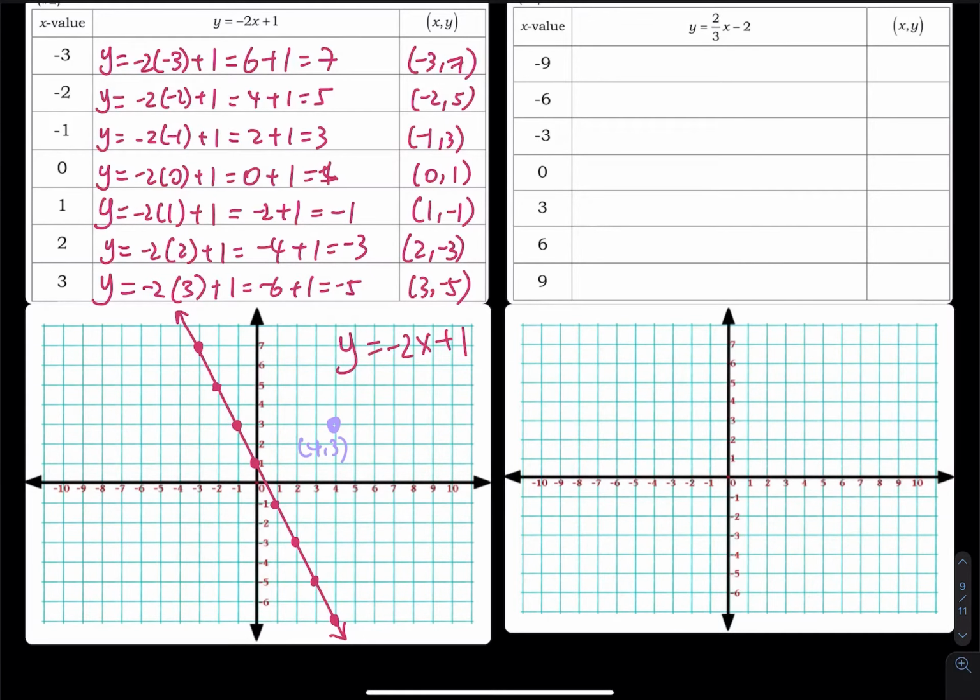Let's test the point. When y is equal to 3, we have negative 2 times 4 plus 1. So 3 is equal to negative 8 plus 1. That must be a joke. So that's why the point is not on the line. So that point is not a solution. Okay, moving on to the equation on the right.